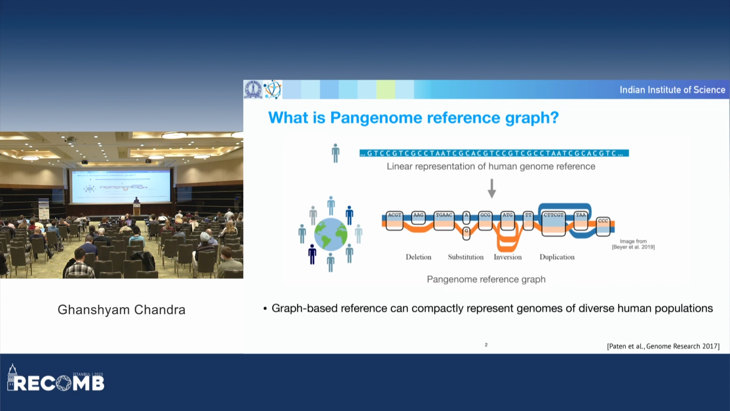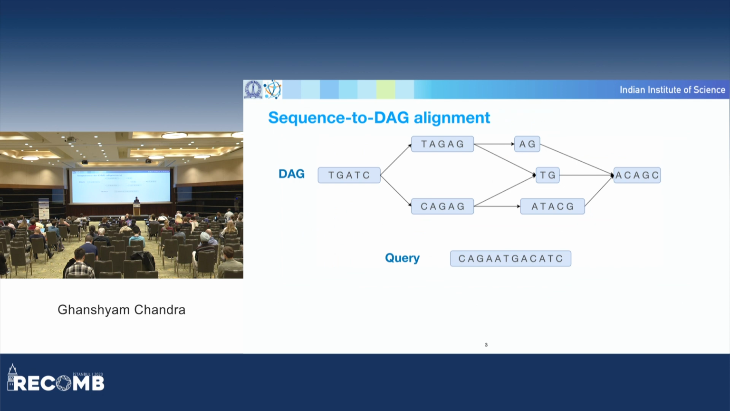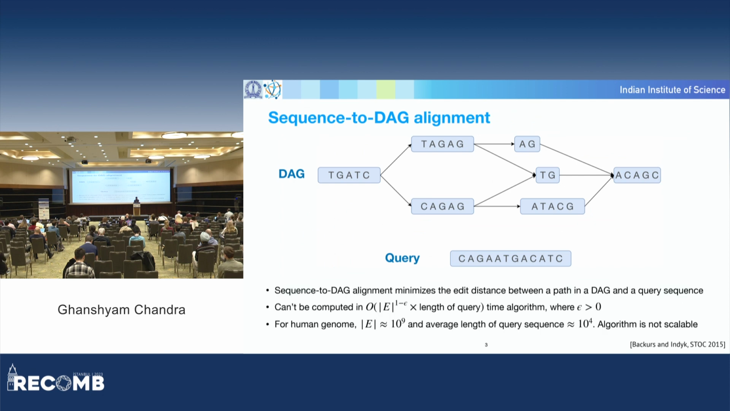So I'll start by formally defining what a sequence-to-DAG alignment is. In a sequence-to-DAG alignment problem, we seek a path in a DAG such that the sequence spelled by the path minimizes the edit distance with the query sequence. So the optimal sequence-to-DAG alignment is upper bounded by big O of the number of edges in the DAG times the length of the query sequence.